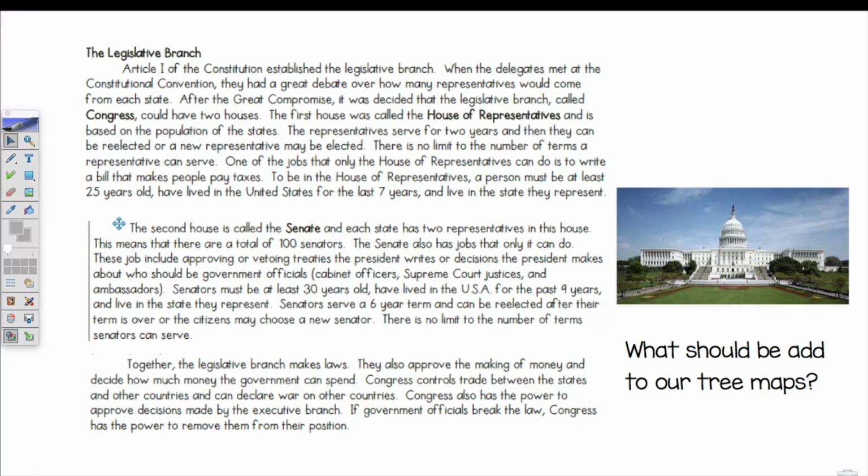Senators serve a 6-year term and can be reelected after their term is over, or the citizens may choose a new senator. There is no limit to the number of terms senators can serve.